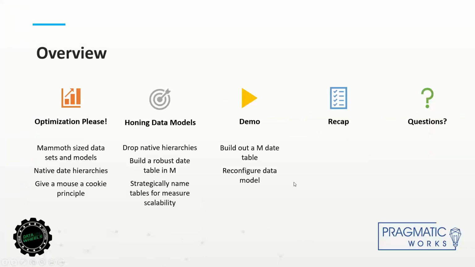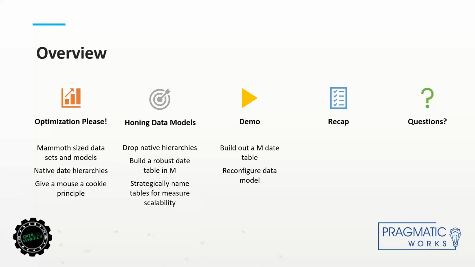So, brief overview for you guys. We're going to talk about a couple of topics. Firstly, we're going to go into optimization please, which is a common request that we receive from our end users, especially as we get into mammoth-sized data sets and data models. We're going to go over native date hierarchies and how those can hinder your optimization. And then we're also going to go over the give a mouse a cookie principle.